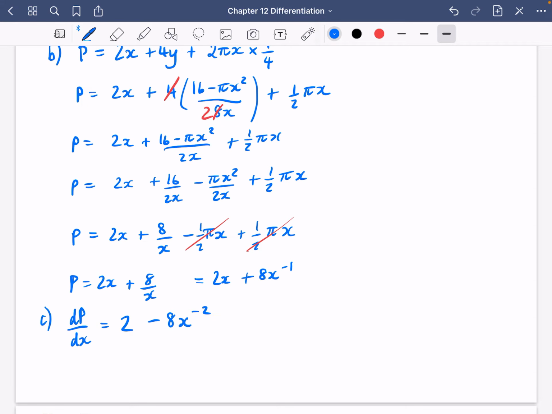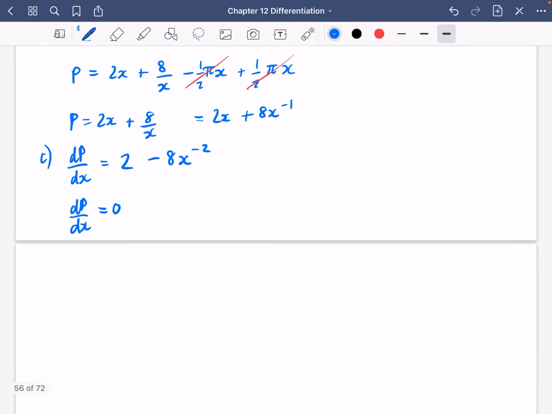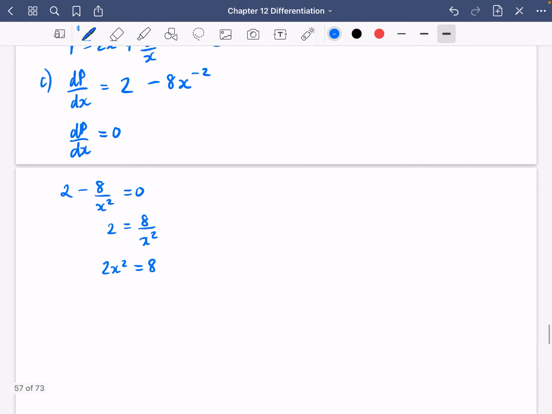And then it's going to become minus 2 like this. So add in an extra page. I want dp by dx to be equal to 0. So this means that 2 minus 8 over x squared is equal to 0. 2 equals 8 over x squared. 2x squared equals 8. Dividing by 2 and you get 4. And so x is equal to 2.